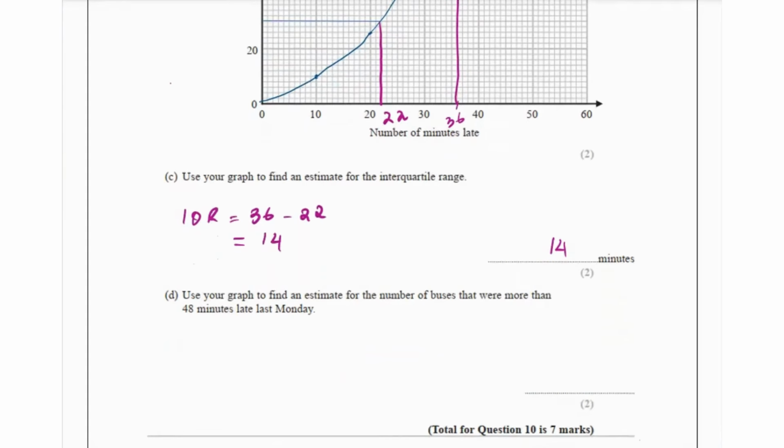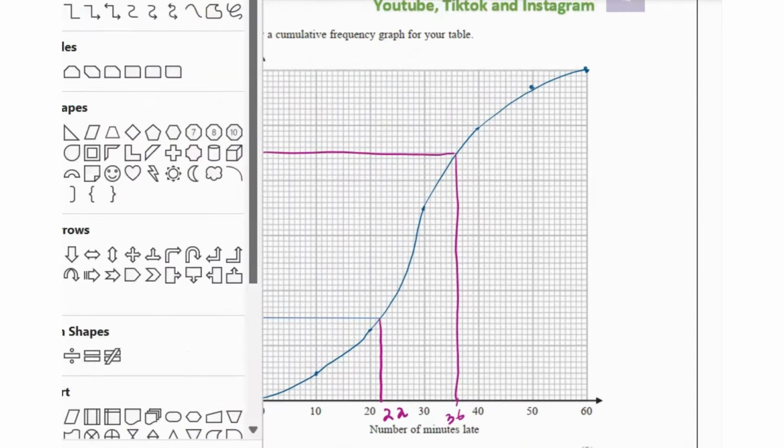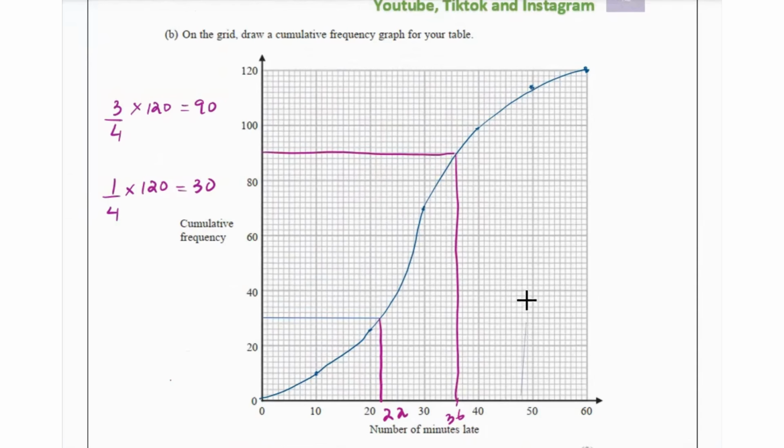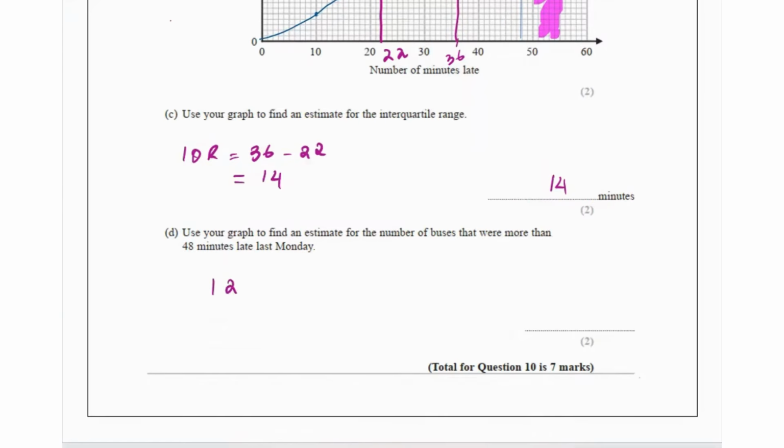Then use your graph to find an estimate for the number of buses that were more than 48 minutes late last Monday. So more than 48 minutes late, we draw a line from 48 towards the graph. That's coming at 110. So our focus is on this region because they're talking about the people who are more than 48 minutes late. That's going to be 120 minus 110, which is going to be 10. So 10 people were more than 48 minutes late. That is your answer.